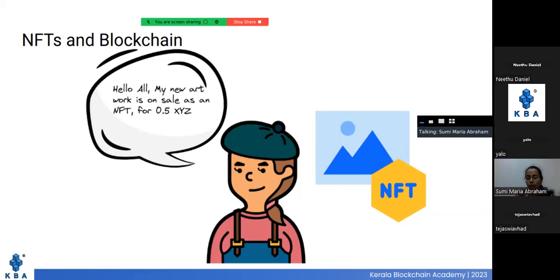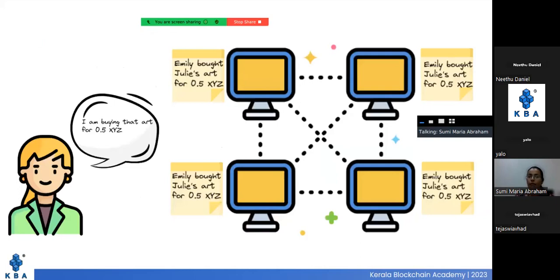Now, you can put your artwork up for sale for a specific amount of cryptocurrency, let's say for 0.5 XYZ. If you are relying on a marketplace, depending on the reach of that particular marketplace, this will be available to a wider audience. Okay, and there will be some people who are interested to buy it. So whenever someone buys it, all of this is recorded in the blockchain. Now here, Julie's artwork was bought by Emily for 0.5 XYZ, so that much cryptocurrency.